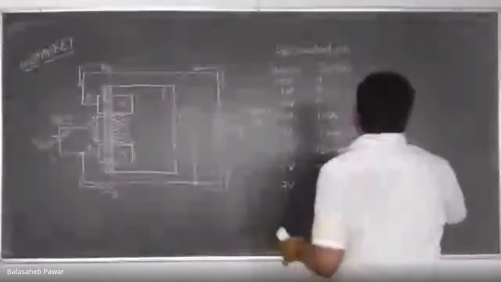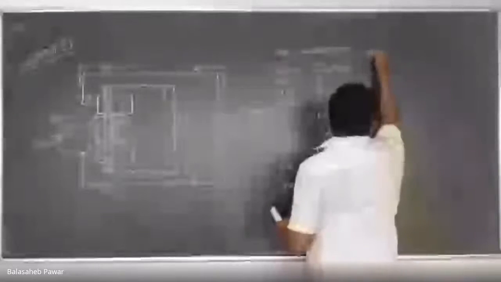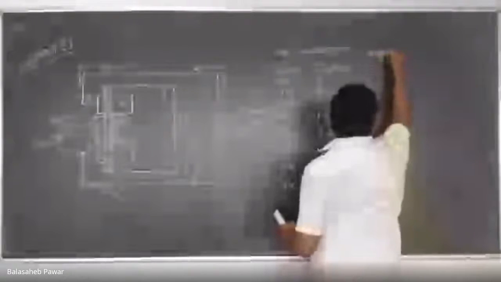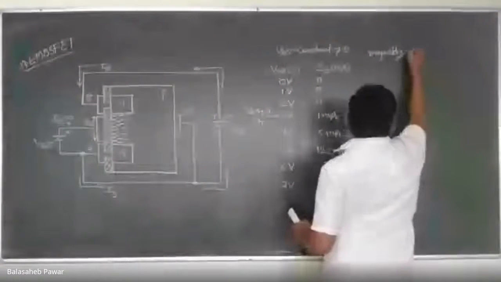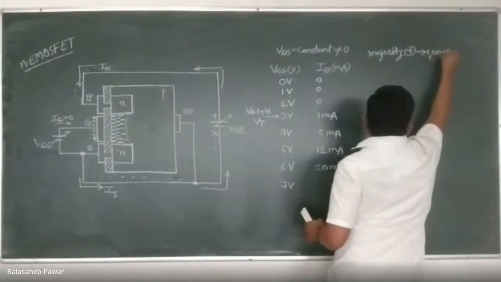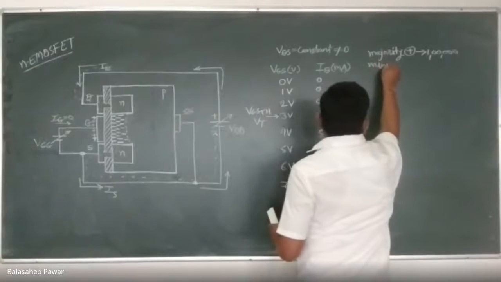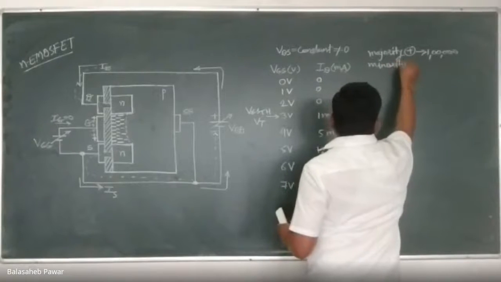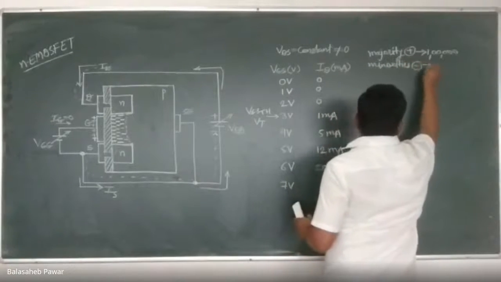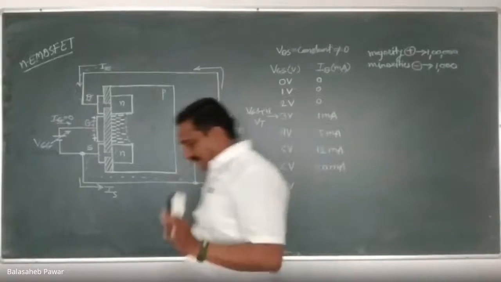Consider in this P type substrate, the majority charge carriers, that is holes, available are suppose 1 lakh. And minorities, that is electrons, available are only 1000. Is it okay? This is our consideration.